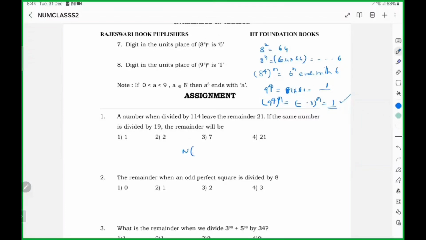A number when divided by 114 gives some quotient and some remainder, but the remainder he mentioned is 21. So n will be 114q plus 21. This is nothing but 19 into 6 into q plus 20 plus 1. Same number, if you divide with 19, this part is anyhow a 19 multiple, it is completely divisible. Only to get the remainder, you have to divide the remaining part with 19. So 2 is the remainder.